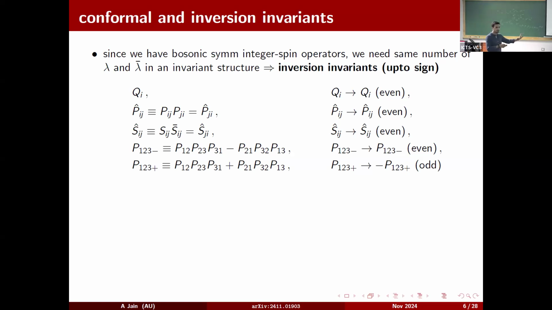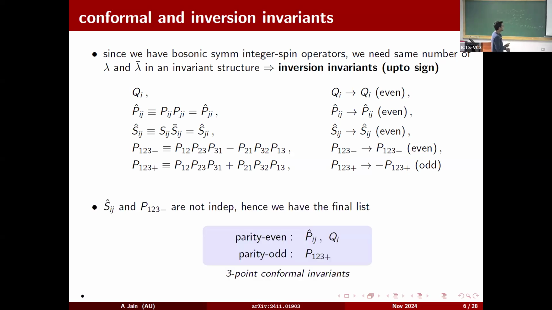Again, the whole point of doing this is to write down the expression for correlation functions. And these parity-odd invariants would amount to parity-violating contributions to the correlation function. Also, what we see is that S hat and this P123 minus are not independent. If you open up their structures, you will find that they're made up of Q's and P's. You can write down a combination of Q's and P's which gives you S and P's, this new one. So they're not independent and we can drop them.